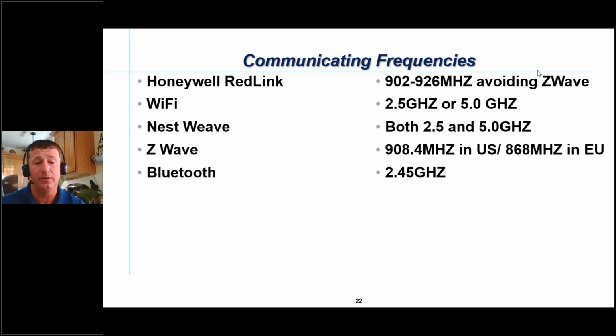So if you're using a frequency monitor to look at the radio waves being produced by a Honeywell RedLink, you're going to see that it bounces between 902 and 926 megahertz. It's just a radio frequency. That's all that it is. If we talk about Wi-Fi, depending on which network you're using, you've got 2.5 gigahertz, you've got 5 gigahertz.